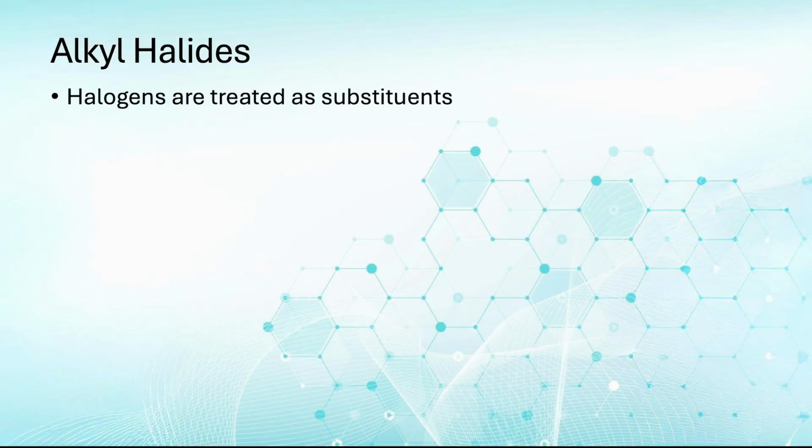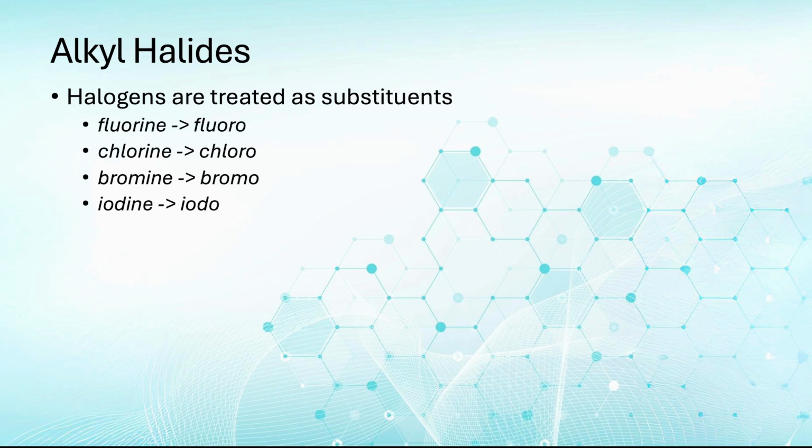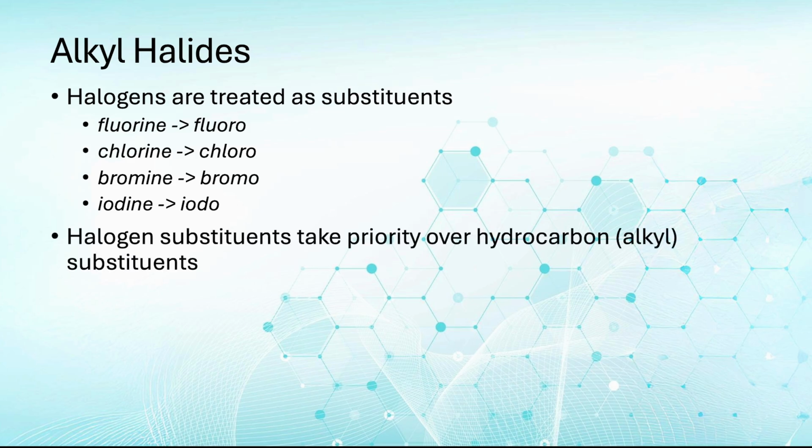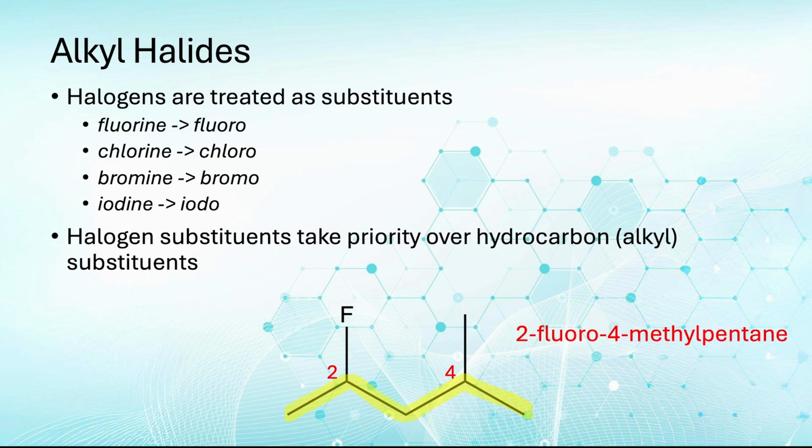The halogens on an alkyl halide are treated as substituents, with a fluorine called fluoro, chlorine called chloro, bromine called bromo, and iodine called iodo. Compared to other hydrocarbon substituents, the halogen substituents take priority. In this example, the parent chain is the flat chain pentane. The fluorine from the left side and the methyl from the right side both compete for the number 2 position on pentane. However, since halogens take priority, we would number the pentane from left to right. Therefore, the molecule is 2-fluoro-4-methylpentane.